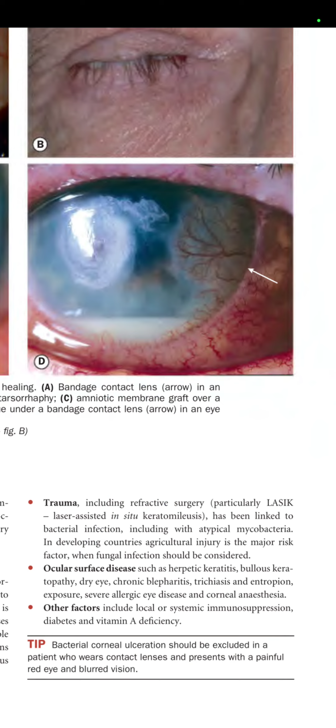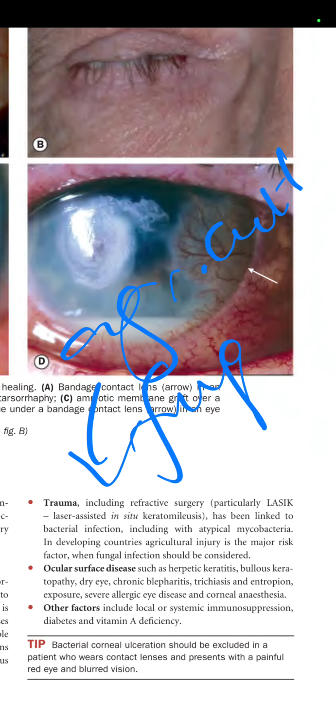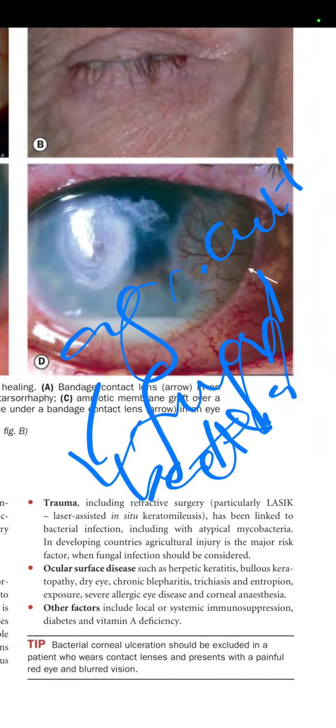In developing countries, agricultural injury is the major risk factor when fungal infection should be considered. So basically, agricultural trauma can also cause bacterial keratitis, but it is usually associated with fungal keratitis. So fungal plus associated bacterial keratitis can also be present.